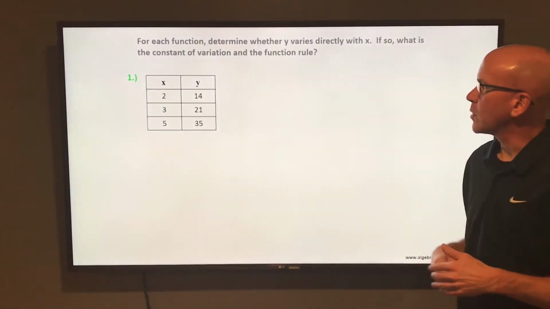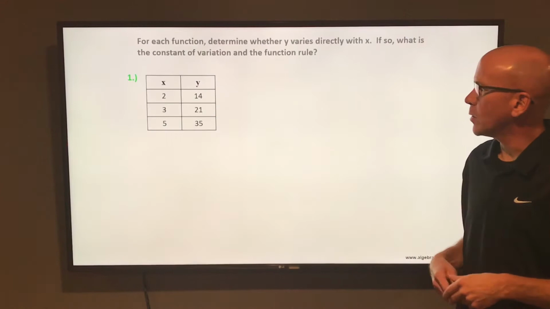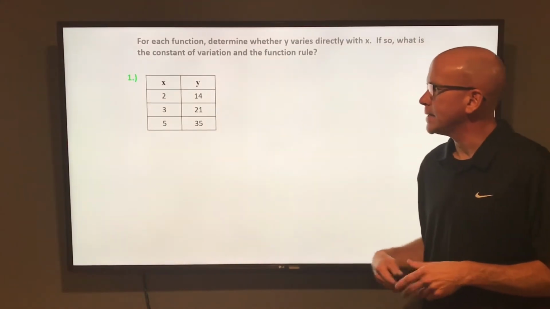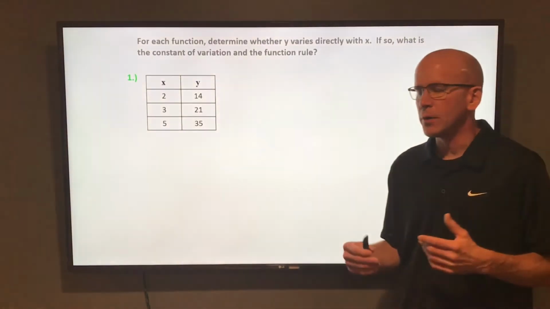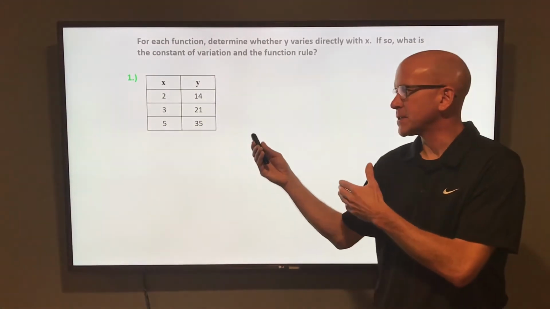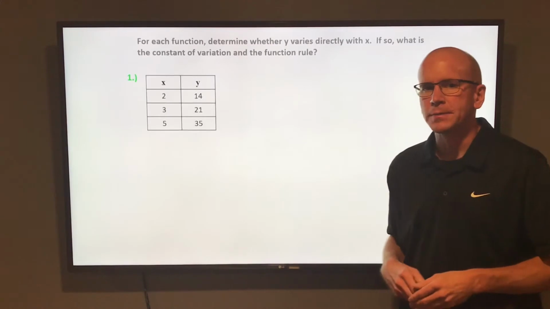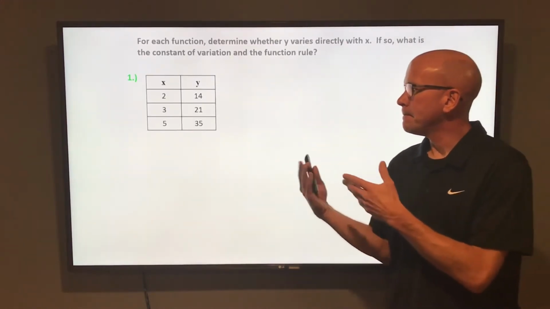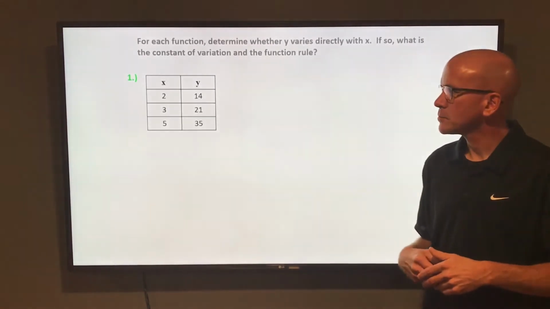For each function, determine whether y varies directly with x. If so, what is the constant of variation, and what is the function rule if it is direct variation? So all you have to do here is divide y by x. If it's the same for each set of points, it's going to be direct variation.